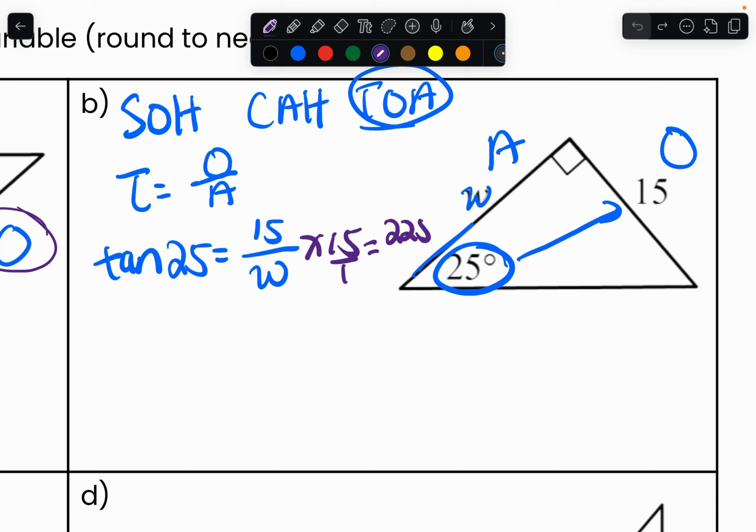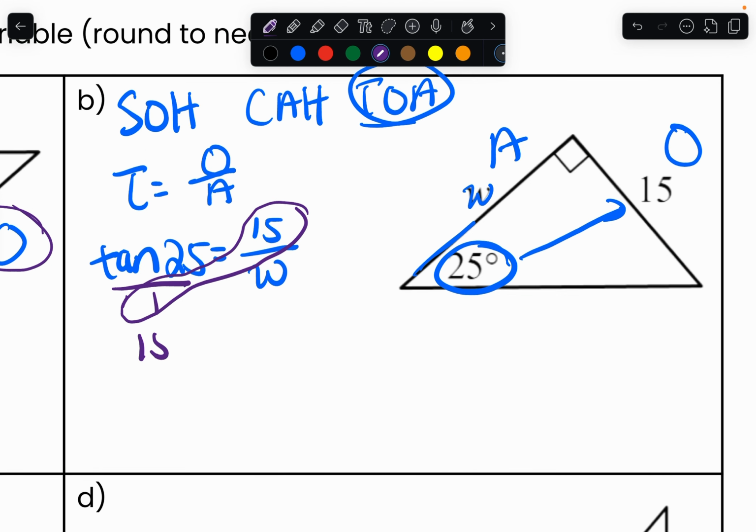The correct way to do this, well, one of the correct ways, is to use cross multiply. You're going to put 1 under the tangent of 25. The reason you put a 1 under it is because anything over 1 stays the same. Putting the 1 under it this way, I can cross multiply. 1 times 15 gives me 15. And on the other side, W times the tangent of 25. I'll just leave it as W times the tangent of 25.